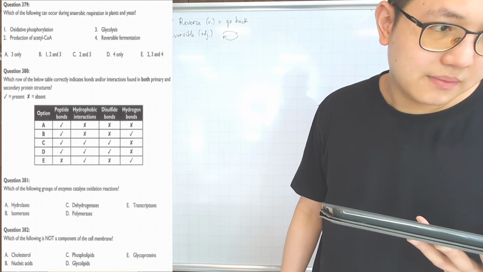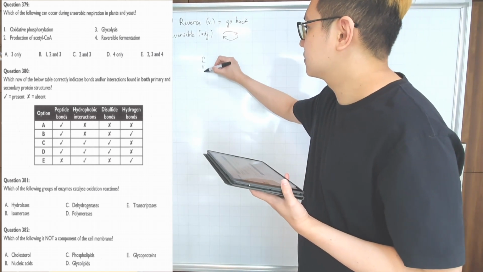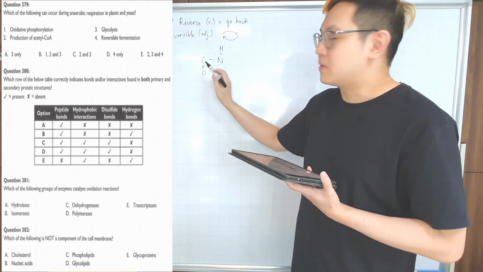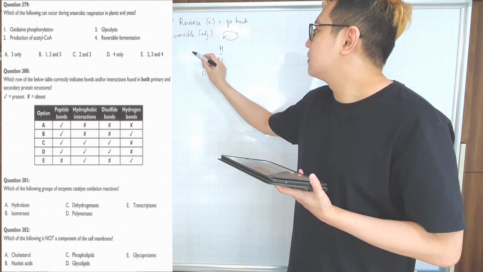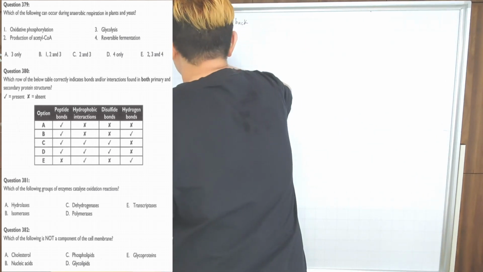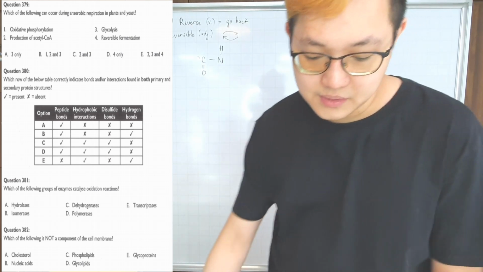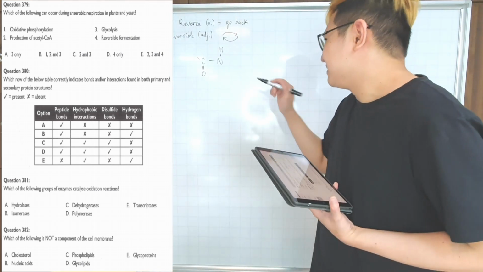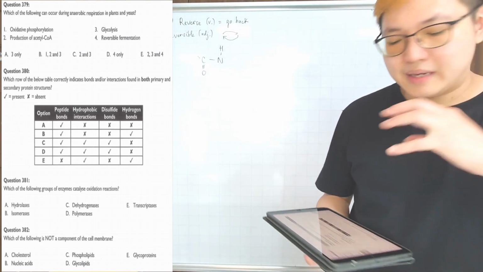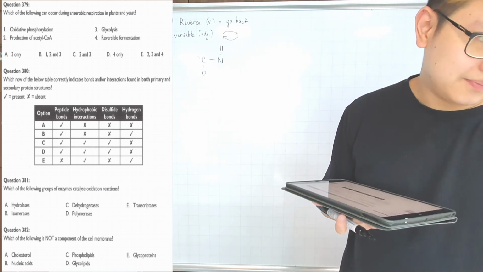Does it have peptide bonds? A peptide bond is between an acid group and an amino group, right? So of course it happens. Between the amino acids, you have a lot of peptide bonds, right? So E is wrong.